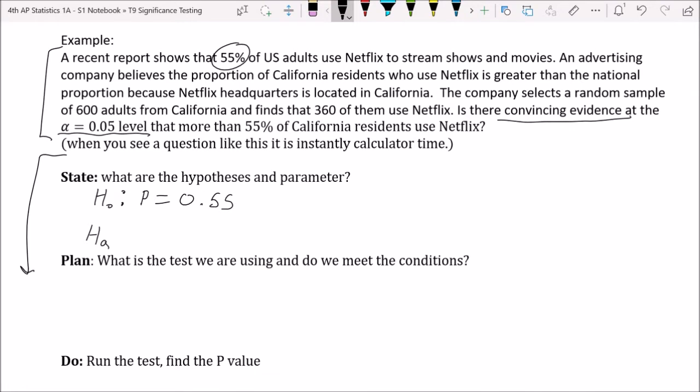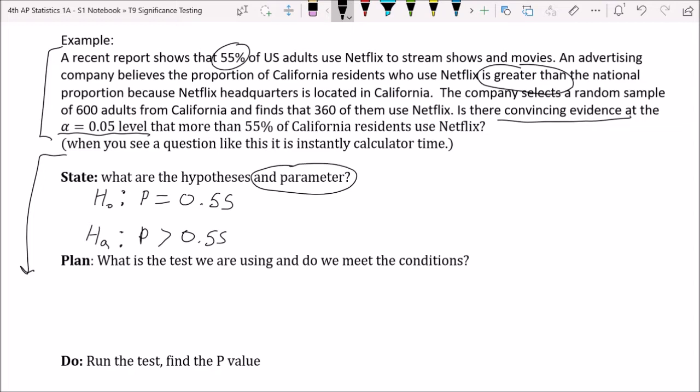And then what direction are we headed from there? And they said, the company believes the proportion of California residents who use Netflix is greater than, okay, they told us. So we're going to look for evidence that p is greater than 0.55. And then we need to define the parameter. If you do not define the parameter, you're going to get marked down for this section, and that 4 you were going for just became a 3, so make sure you always do this.